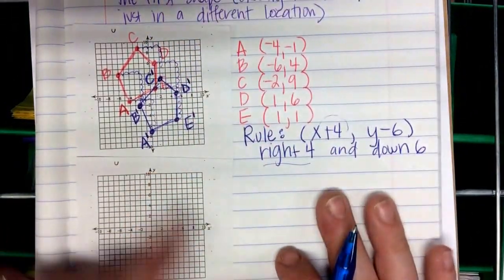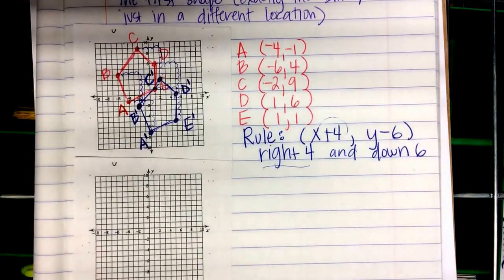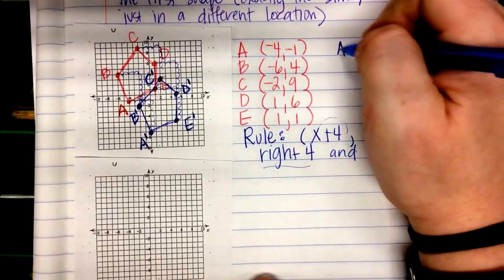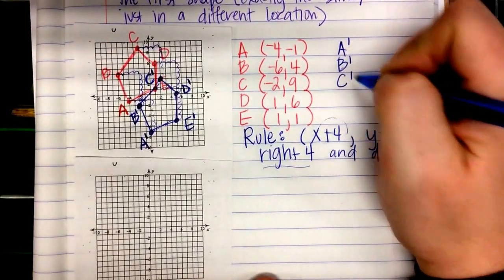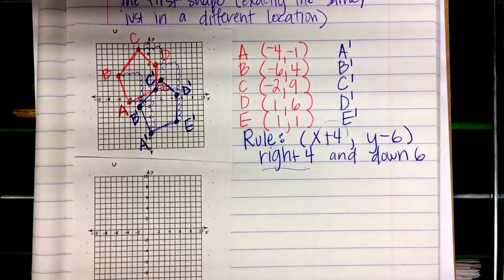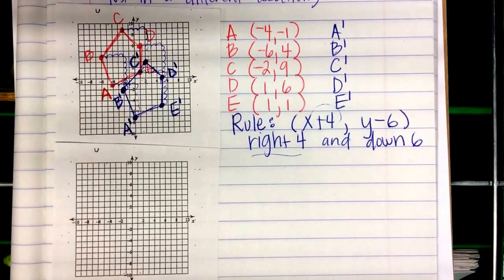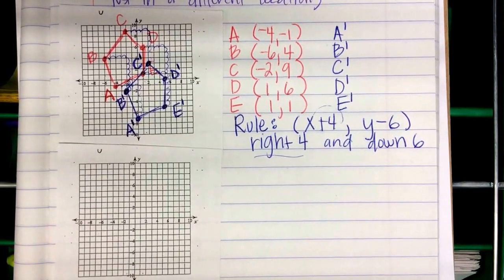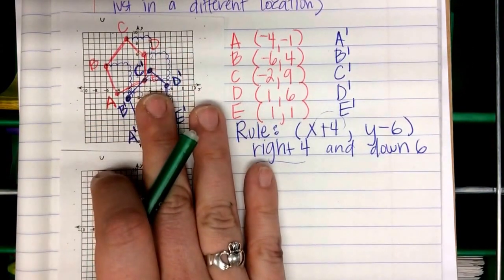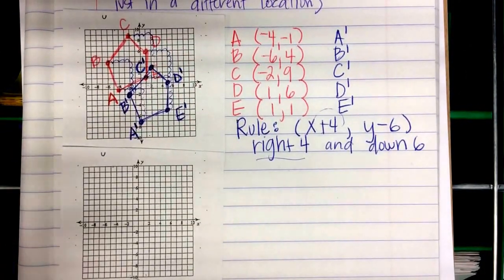Are these two shapes exactly the same shape? Yes, they're just in a different location. I translated it. I applied mathematical knowledge to move it to a different location. We translated it. We slid our picture to the right and down. Every point moved the same distance.